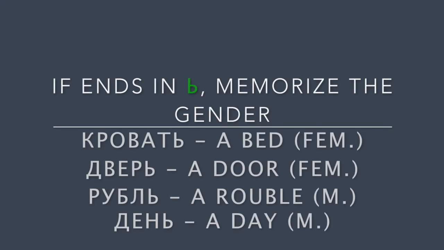In this case, a word can belong either to masculine or feminine gender, and you simply have to memorize the word and the gender. For example, the word for bed, кровать, it ends in a soft sign, is feminine. Дверь, a door, is feminine. Рубль, Russian currency, is masculine. День, a day, is masculine. So these words again are just pure memorization. As you can see, it's really easy.